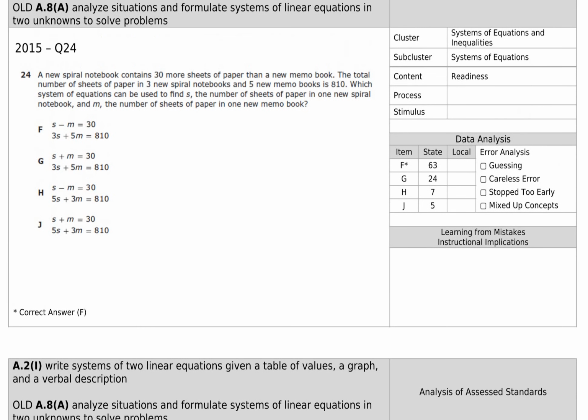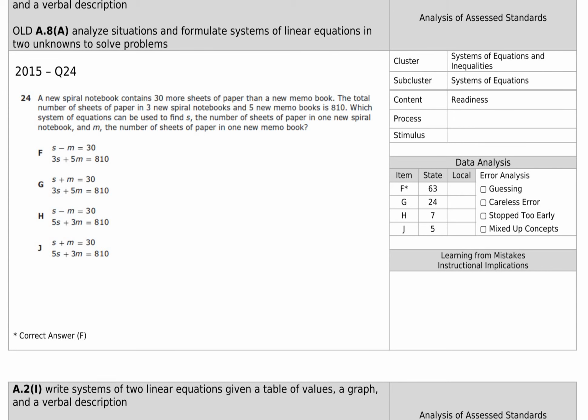All right. A spiral notebook contains 30 more sheets of paper than a memo book. 30 more than a memo book. That's pretty straightforward. The total number of sheets in 3 new spiral notebooks and 5 memo books is 810. So we have another total, 810.